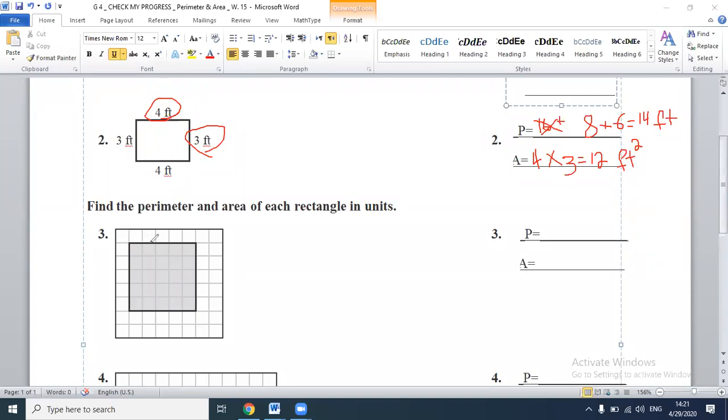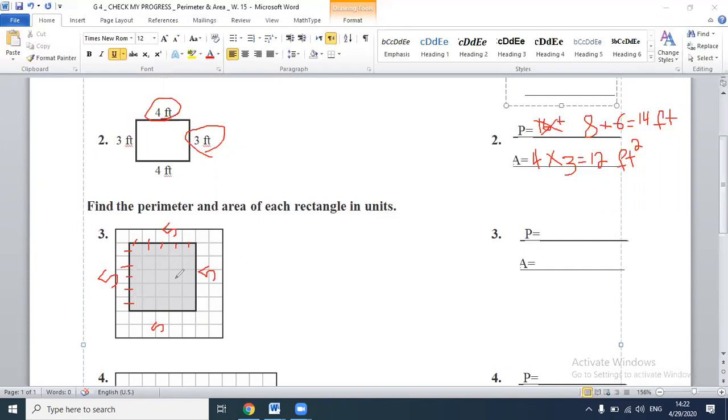Number 3, to find the perimeter and the area of this rectangle, I just find the length or the dimensions first. Here 1, 2, 3, 4, 5. So this is 5 and the other side should be 5. Here 1, 2, 3, 4, 5. The other side should be 5, the same.